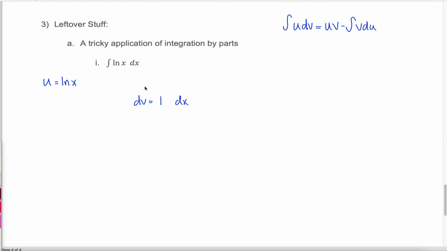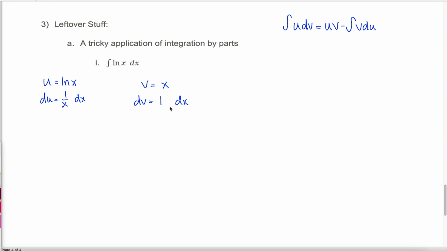And you're like, all right, that kind of feels like it's not going to get any simpler. But actually it is. Because look what happens with these choices. If u is the natural log of x, then du is equal to 1 over x dx. And if dv is equal to 1, then v is equal to x, right? Because the derivative of x is just 1, so the antiderivative of 1 is equal to x. I have these 4 pieces. I can use them in this formula.